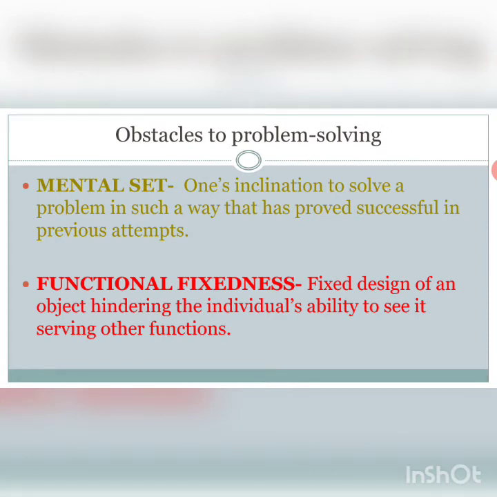Now let's go through some of the obstacles to problem solving. So some of the obstacles to problem solving are mental set. Mental set is one's inclination to solve a problem in such a way that has proved successful in previous attempts. So according to your past experience, you try to solve a problem. That means if you had solved a problem in a particular way, you try to implement that particular process or strategy again for a different problem.